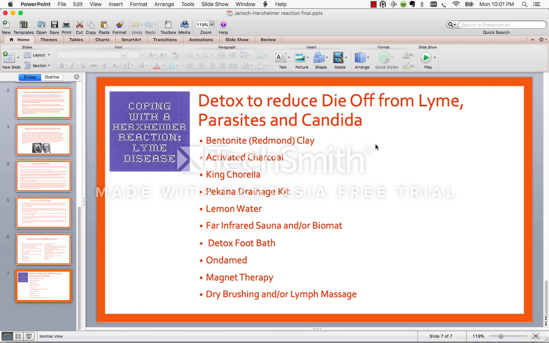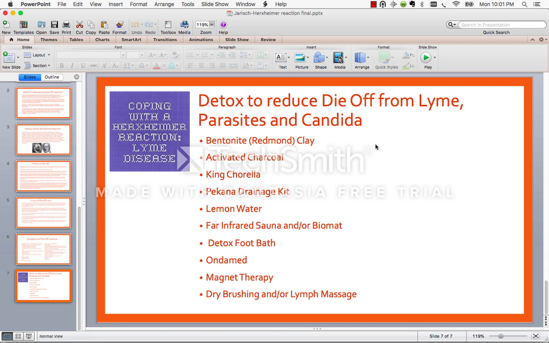You pour about 20 drops of each vial, there's 4, I believe, in the kit, into some water, and they drink that down. They can sip it over a period of time, or they can just drink it down straight out of a shot glass. Hot lemon water works really nicely. Far infrared sauna or a biomat. Detox foot baths work really well.